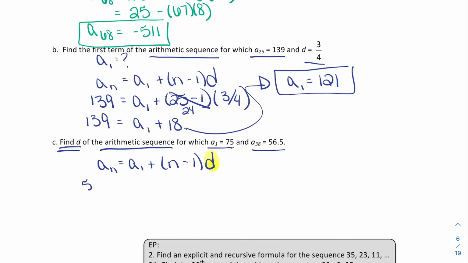So hopefully we can plug in something for everything else. A sub n is 56.5. That is the very last term. A sub 1, they tell us, is 75 plus n is 38. 38th term is 56.5, times d. So that's 37 times d.